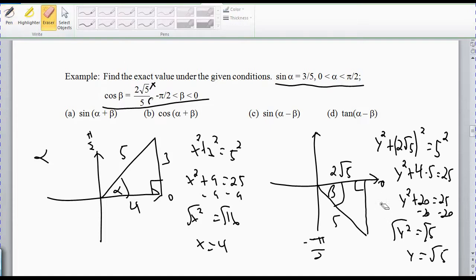So I'm going to erase that. And that's going to be square root of 5. Looks like an S. My 5s look like S's. Have you noticed that?